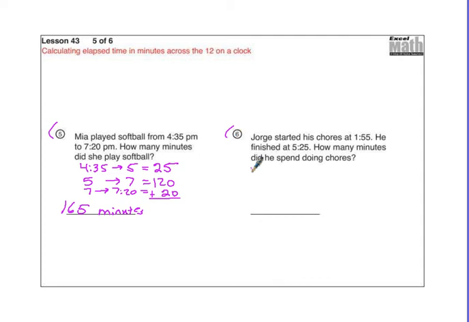So Jorge started his chores at 1:55, and he finished at 5:25. So we got to find out how many minutes that is. 1:55 to 2 o'clock first. How many minutes is that? Well, that's 5 minutes before 2 o'clock, right? So that's only 5 minutes. And then from 2 o'clock to 5 o'clock, that's 3 hours, 60 minutes per hour. 60 times 3 is 180.